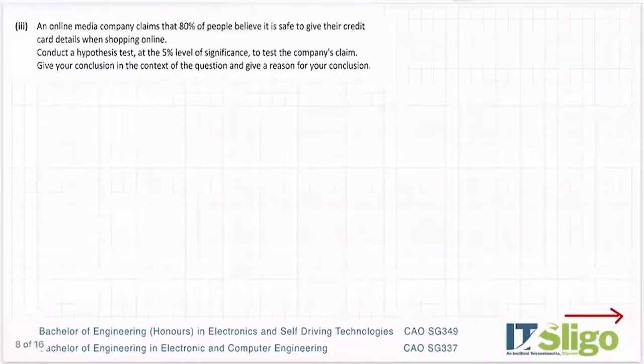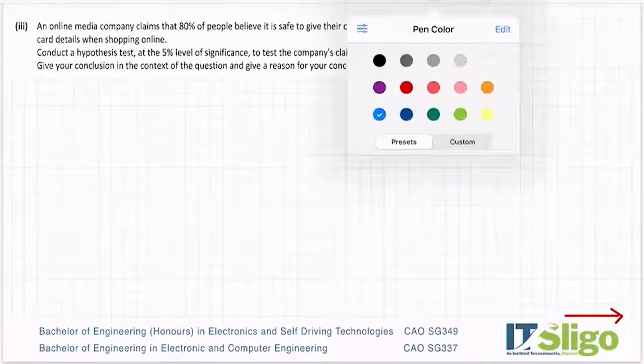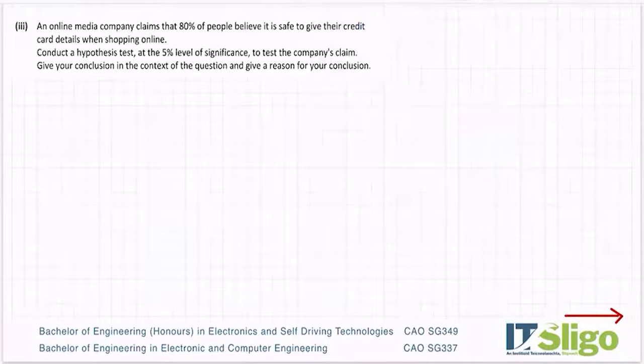Part 3. An online media company claims that 80% of people believe it's safe to give their credit card details online when shopping online. Conduct a hypothesis test at the 5% level of significance to test the company's claim. Give your conclusion in the context of the question and give a reason for your conclusion. Okay, a hypothesis test, what is it?